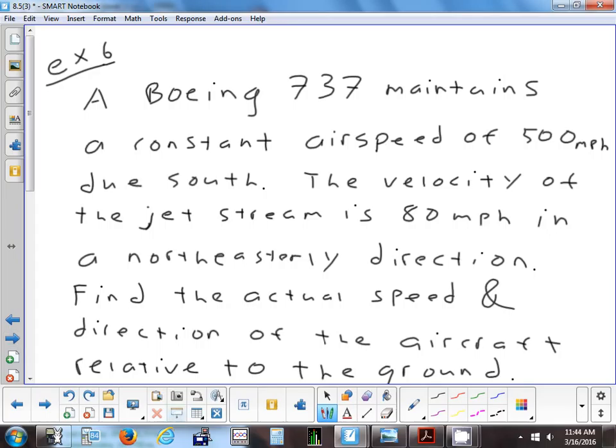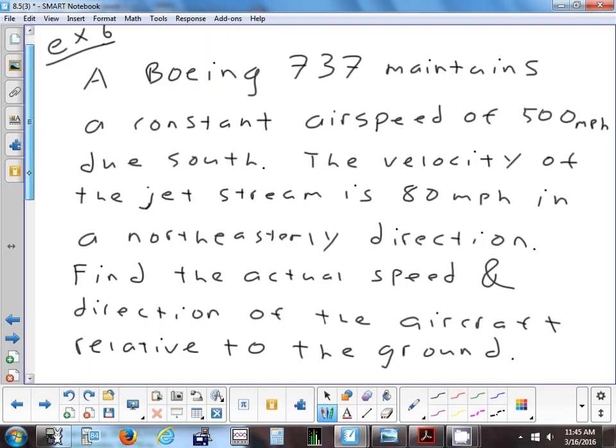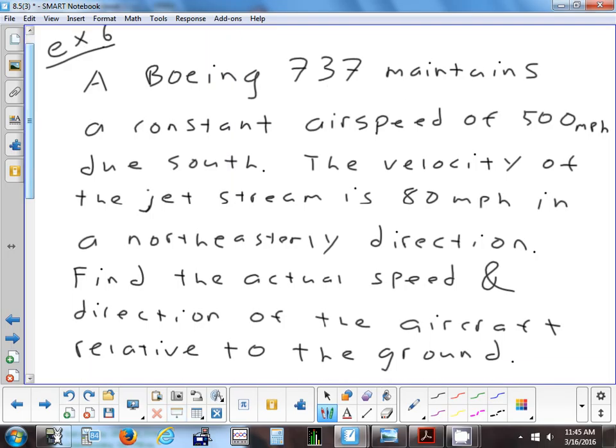All right, so our airplane problem. I think this is in your packet if you just want to look there. Let's see.